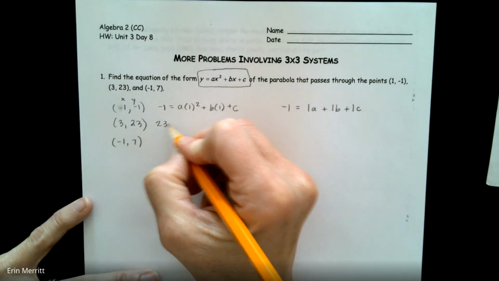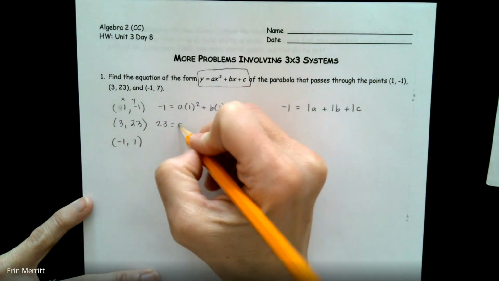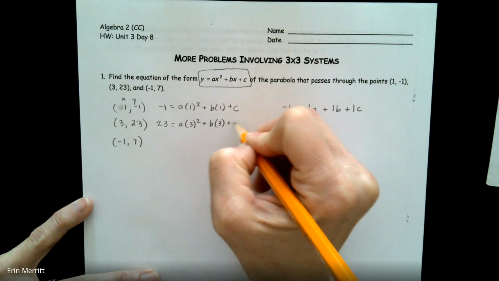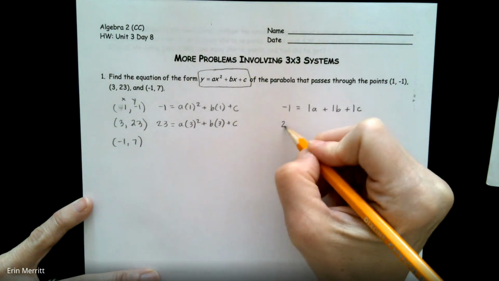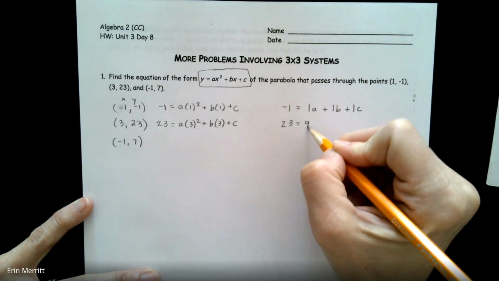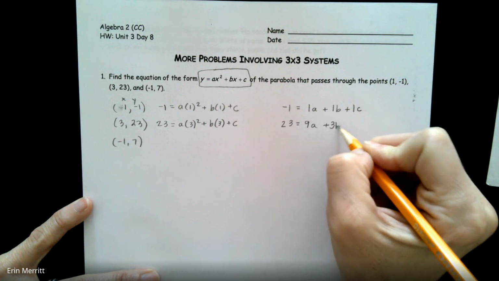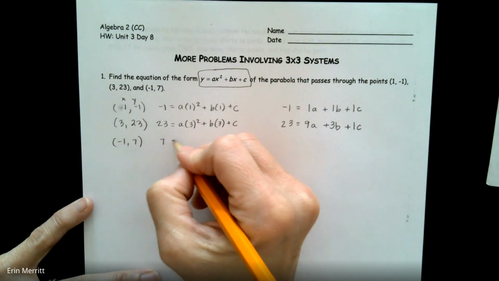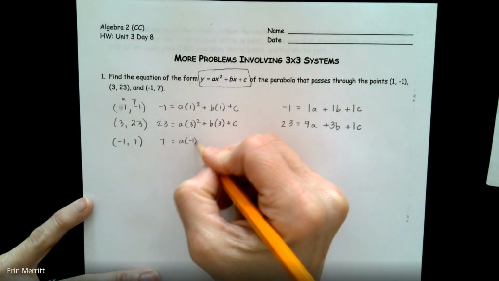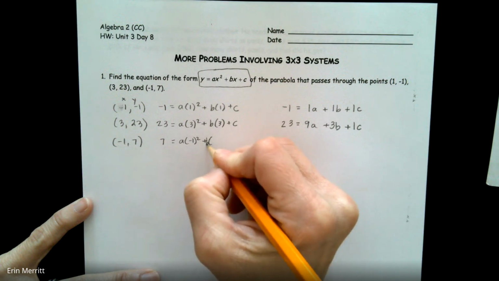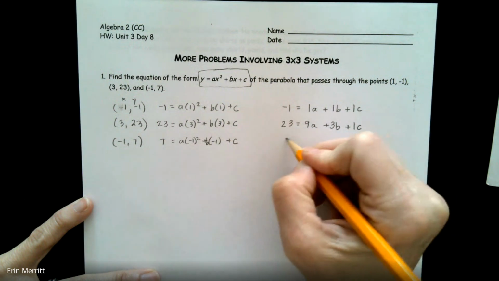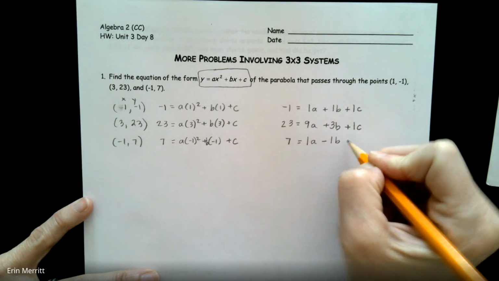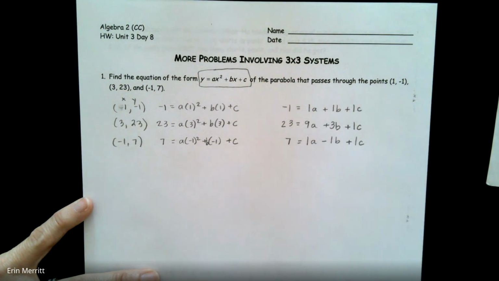All right, the next one, same thing. We're going 23 equals a times 3 squared plus b times 3 and then plus c. So this will give you 23 equals 9a plus 3b plus 1c. And then the last one, put 7 on the left. If we plug a -1 in here and here, we would get 7 equals 1a minus 1b plus 1c.